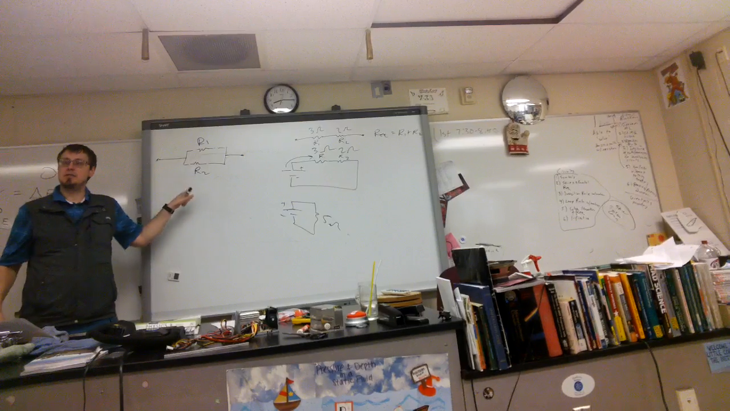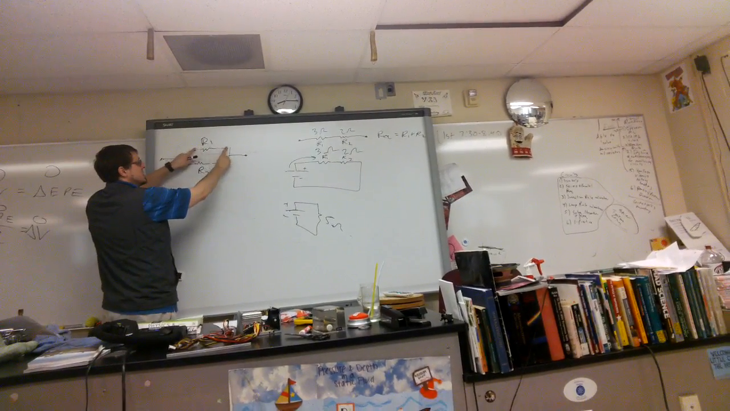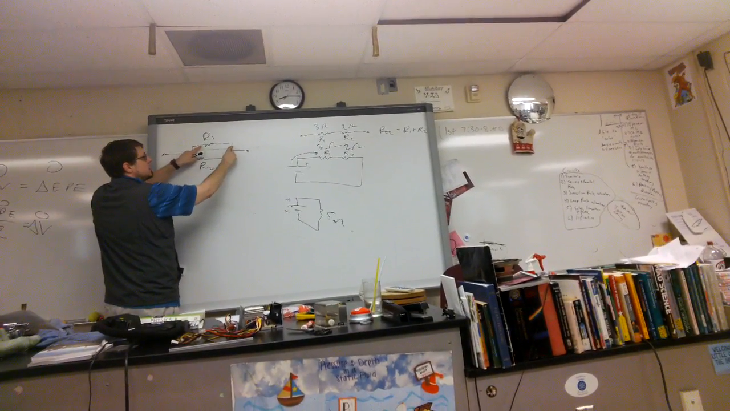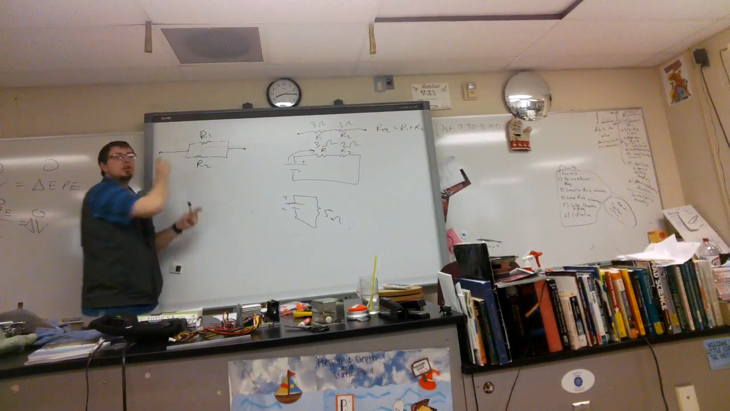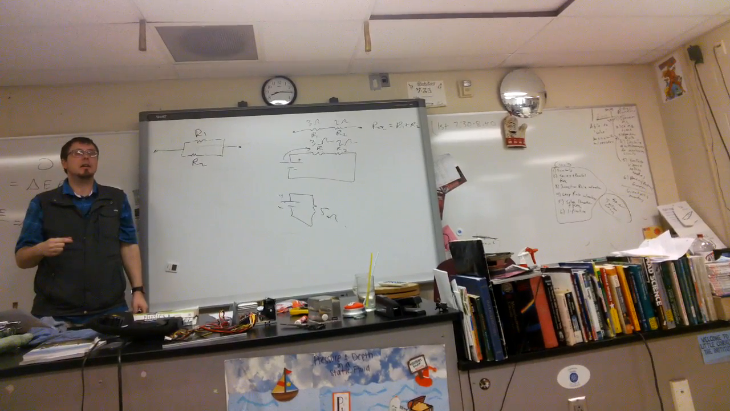How can you check after you draw your circuit? Put your fingers on there and just slide them around. If I had a resistor right here, R1 and R2 would not be in parallel because one of my fingers would go over something other than wire.